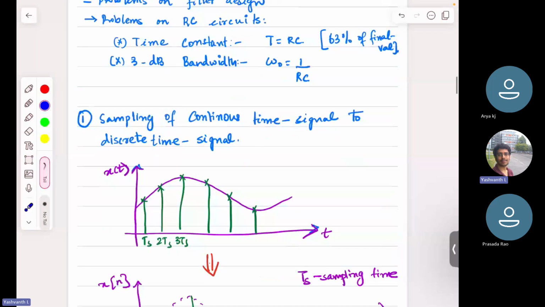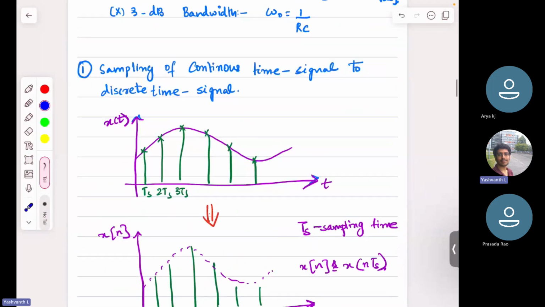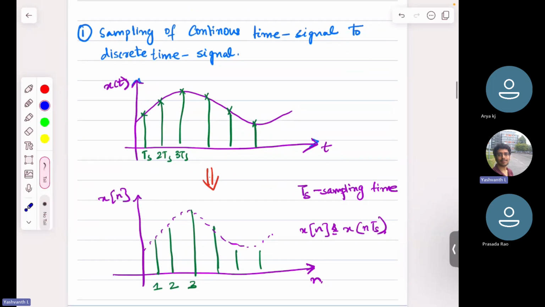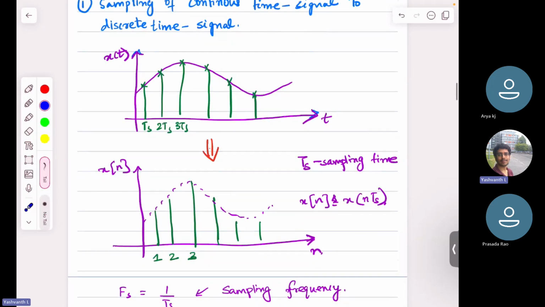But the main conceptual part of this week started with something called the sampling of a continuous time signal to obtain a discrete time signal. Let's say there is a continuous time signal x of t. I'm plotting this as a function of t, and you have a signal varying something like this. Now in practice, if I want to design a system, it might not be able to process a continuously varying time signal, right? It will have its own resolution.